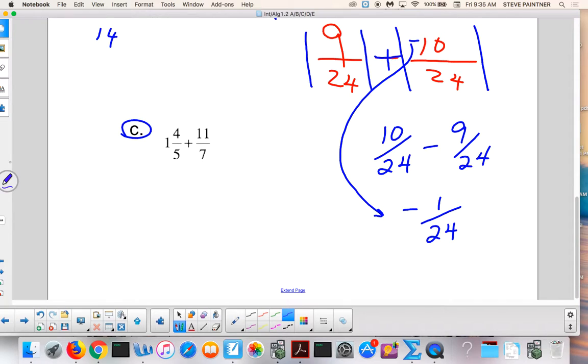All right, here comes C. I don't like C because the common denominators are not there, but what else? What else don't you like?